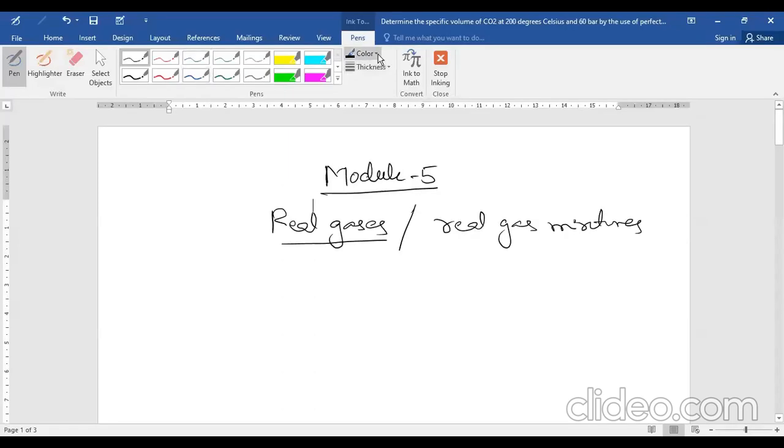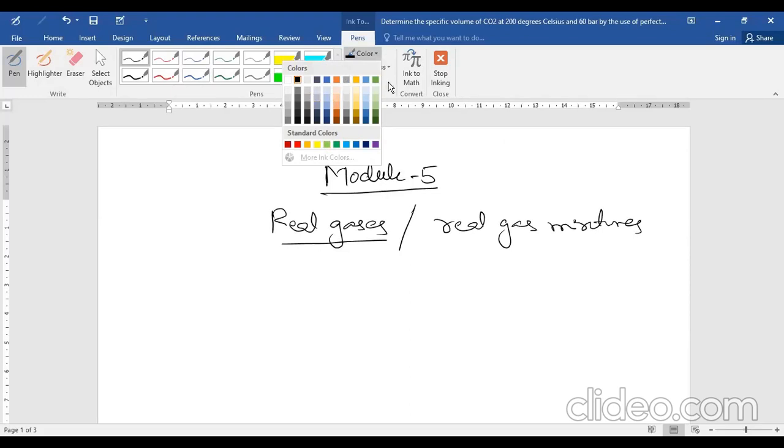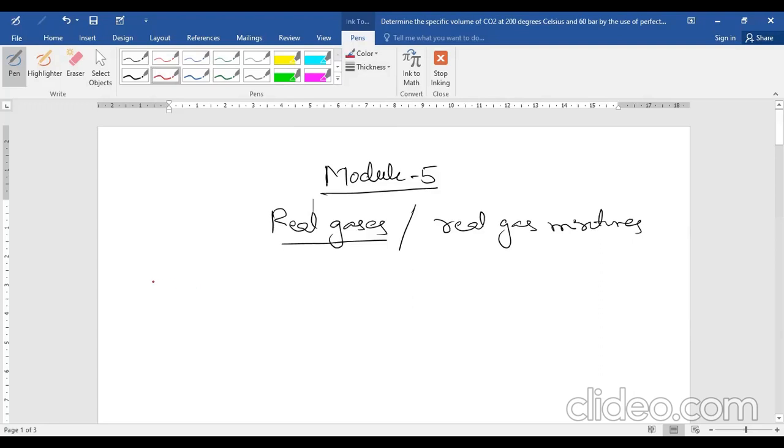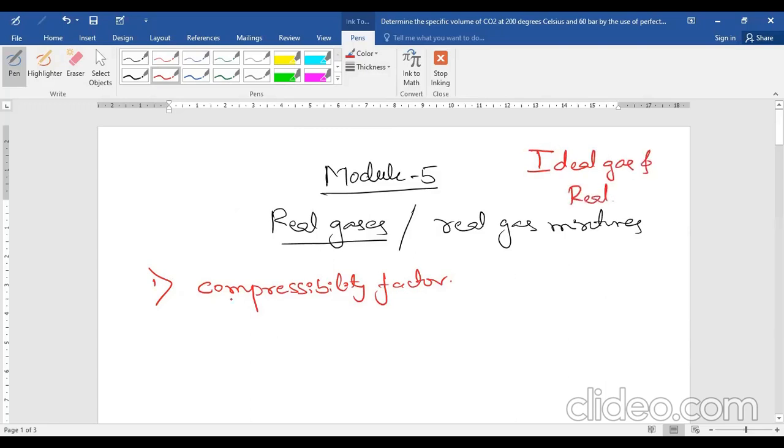So in these topics, I will be discussing with you, let me take a different color chalk piece. Okay, here the topics, the first topic I am going to discuss today is compressibility factor. In the previous class we also discussed the difference between ideal gas and real gas. This is very important to understand all of today's topics.